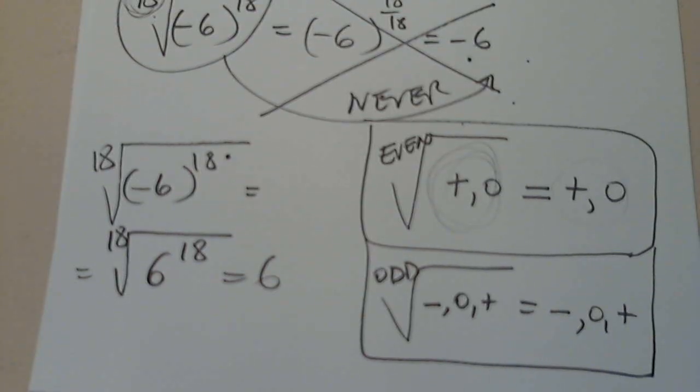Very careful, because the index is even. The answer can never be negative, unless there is a minus in front. But otherwise, it will never be negative. It's mandatory to be positive or 0.